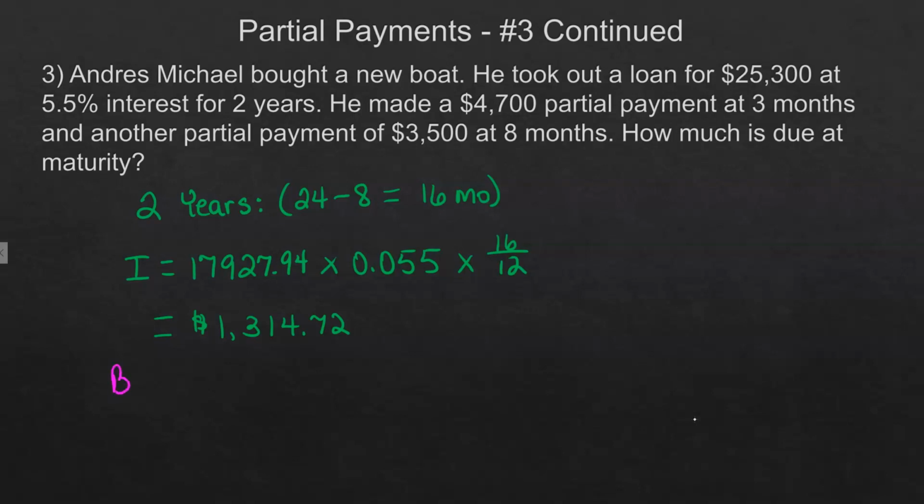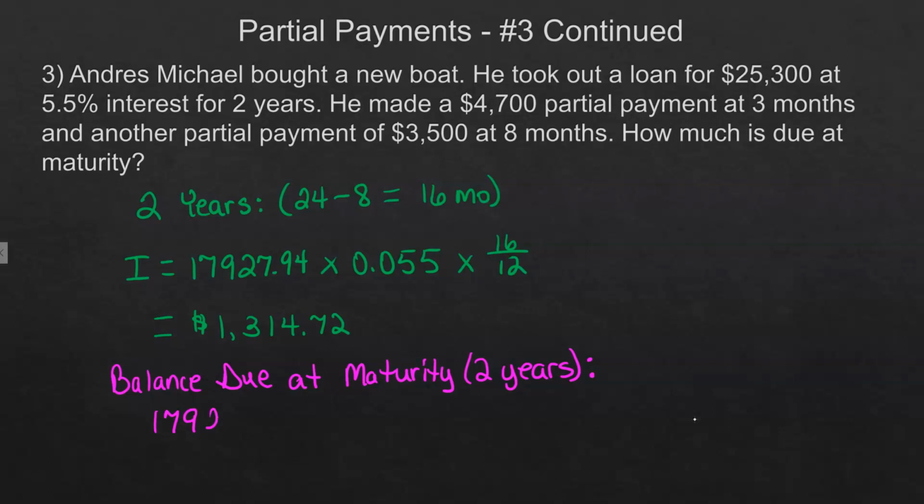So the balance due at maturity, which is 2 years out because that's how long the loan was for. We'll take our previous balance, $17,927.94, add the amount of interest, and this is how much is owed. $19,242.69.